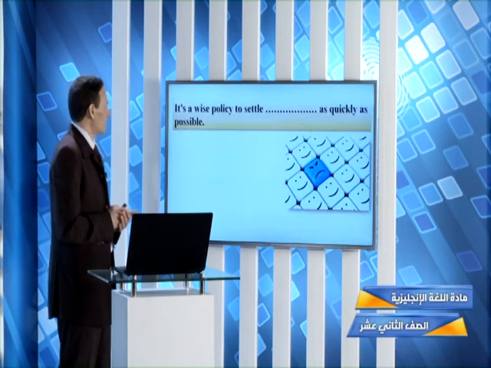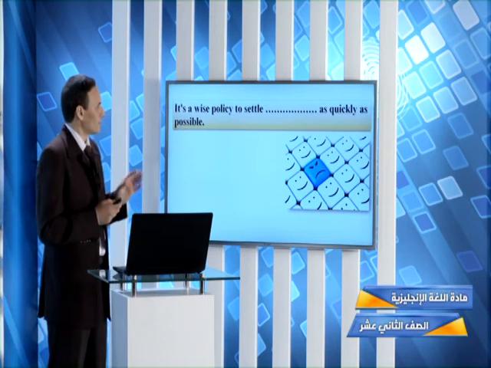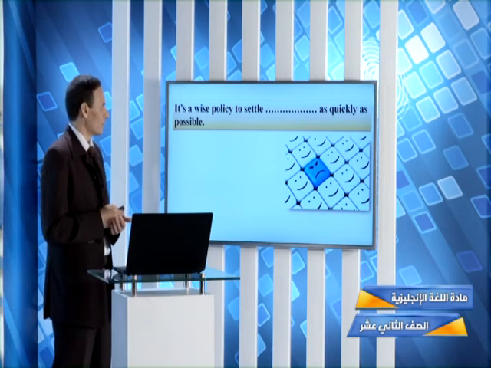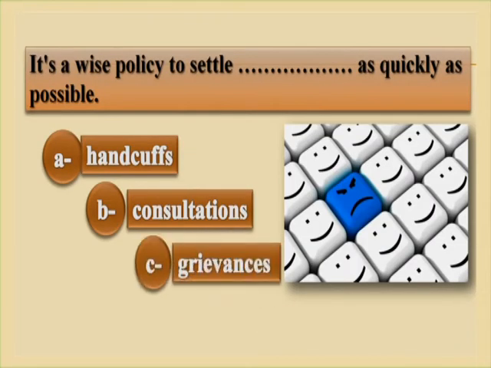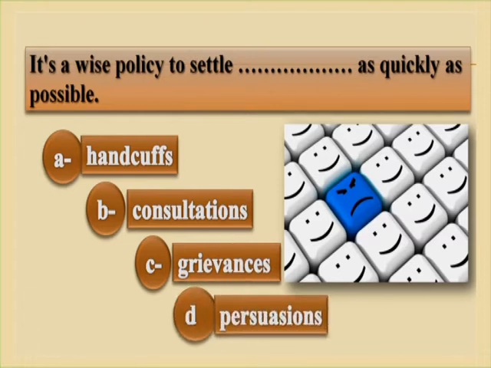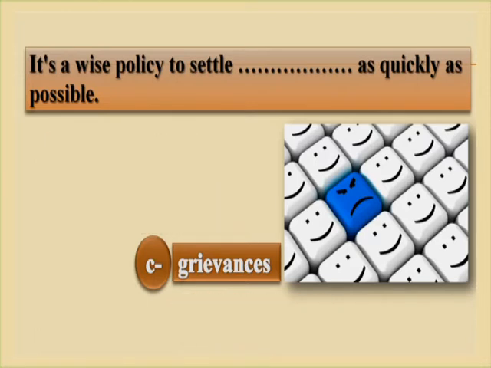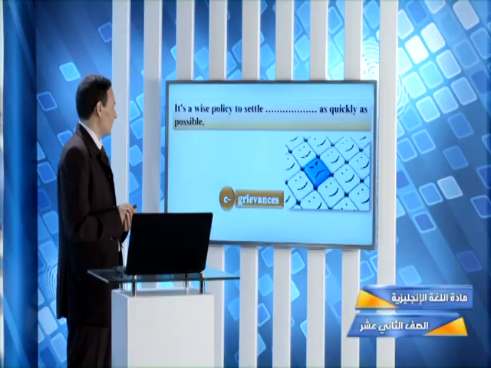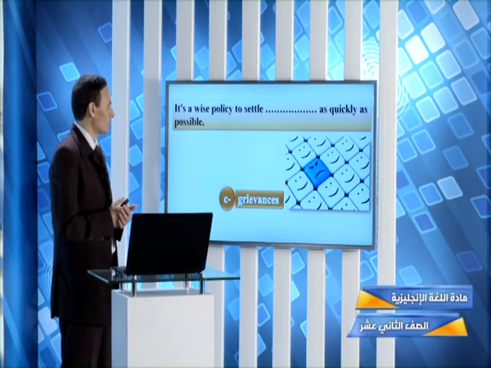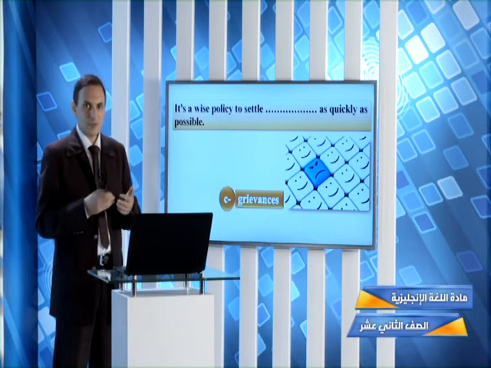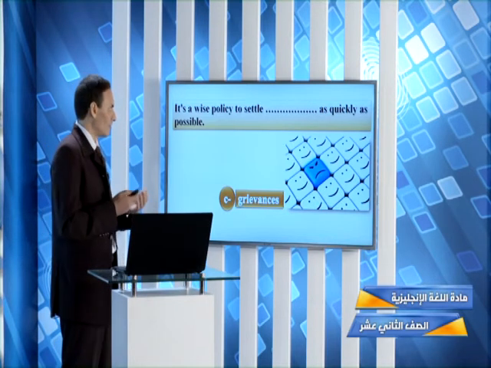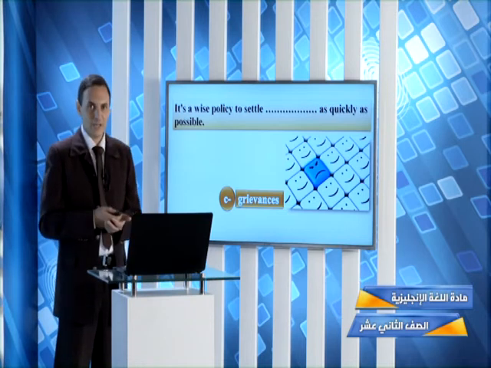Next sentence, it is a wise policy to settle space as quickly as possible. Handcuffs, consultation, grievances, or persuasions. You need to choose one word to complete the meaning of this sentence. So the correct word is grievances here. It's a wise policy to settle grievances as quickly as possible. Grievances means complaints of being treated in an unfair way.